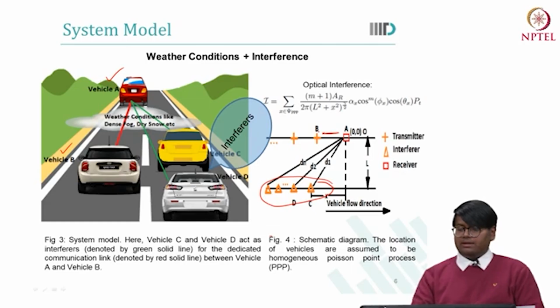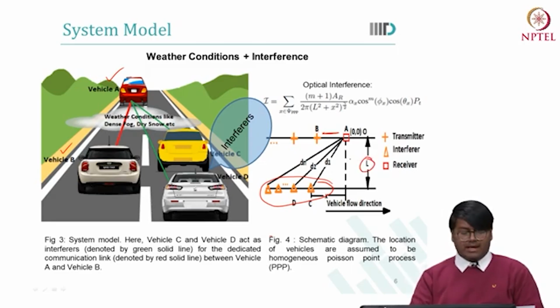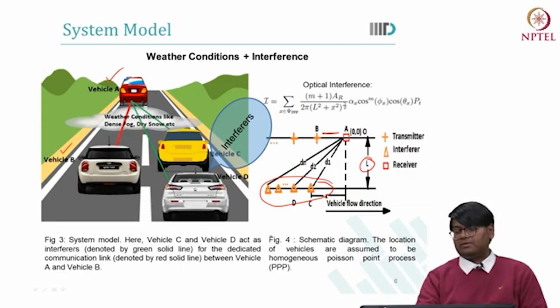Now, I will quickly define some of the parameters that we used for the analysis. Here, L is your interlane spacing, and X denotes the horizontal distance of the interferer from the origin, and dn is the distance of the nth interferer to vehicle A. And d1 is the distance from vehicle C to vehicle A. So, that is what we call d1.